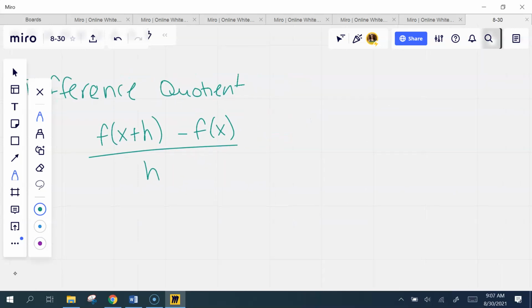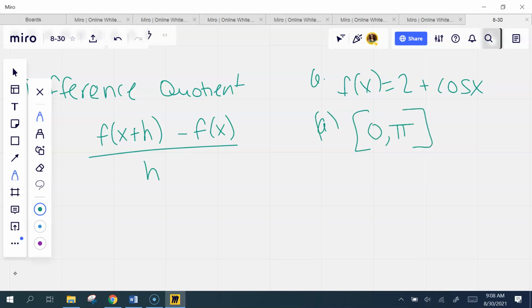Let's look at f of x equals 2 plus cosine x. We're doing an average rate of change. It's actually from your homework, number 6. Find the average rate of change over the interval. It's just part A of the question.